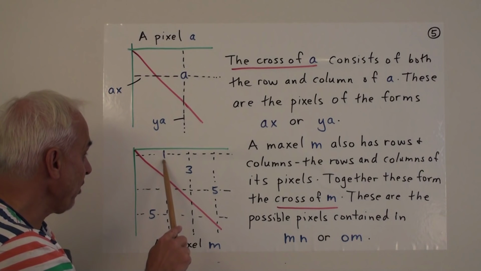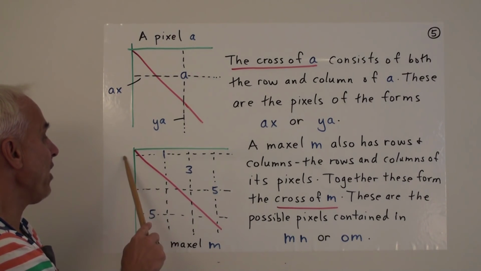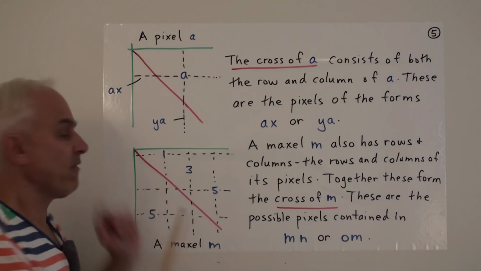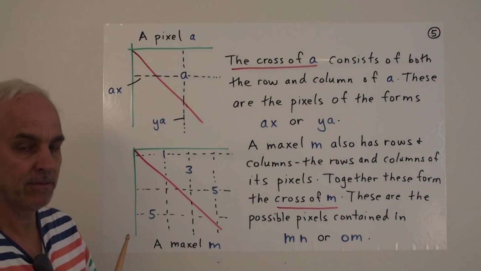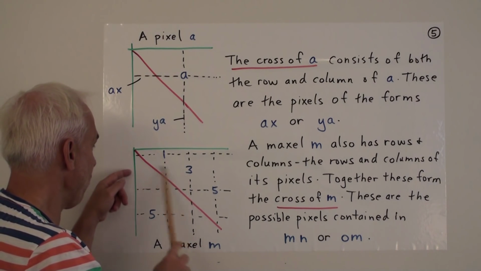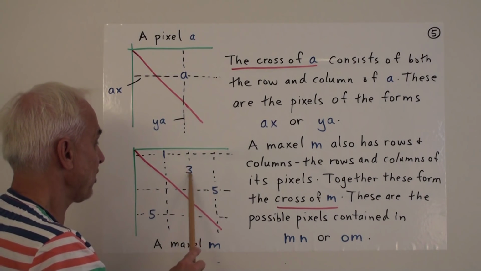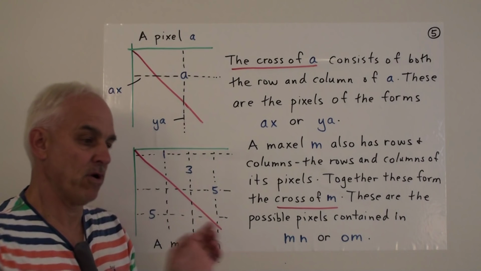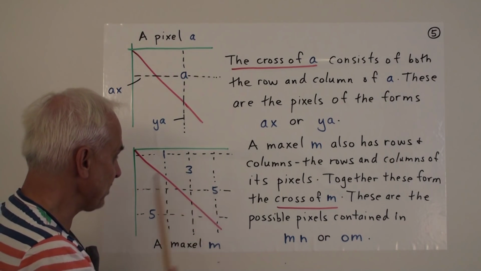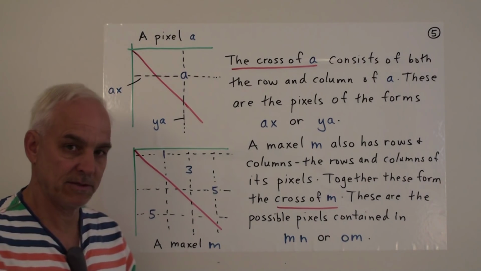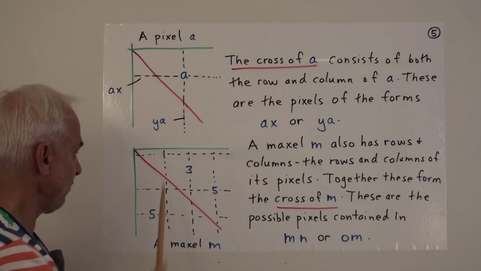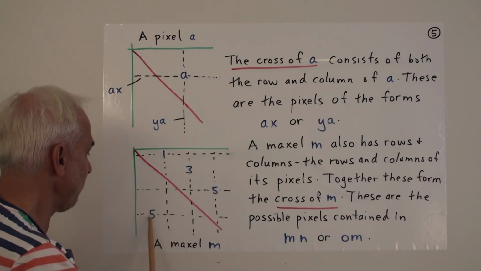So this pixel here, maybe it's the pixel 1, 5, say, then this 1 here means that there's one of those. This 3 here means that whatever pixel this is, maybe it's 4, 7, then that means that there's 3 such pixels 4, 7 in the maxil M. And there's 5 of these pixels, and there's 5 of these pixels. So suppose that's the maxil. It consists of 1 of these, 3 of those, 5 of those, 5 of those.